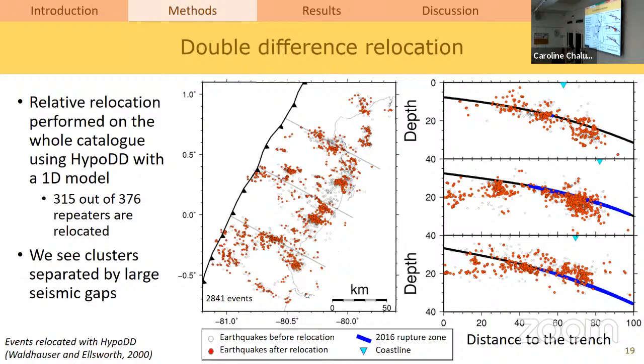For the second part of the relocation, we used double difference relocation in order to both relocate more earthquakes from the catalog and also improve the finer relative location of repeaters within a family. This was done with HypoDD, again in a 1D model. Again, the gray dots are the initial locations and the red are the final locations. Generally speaking, the earthquakes cluster within larger clusters, and we no longer see so much a streak as a series of clusters. However, the gaps between these clusters are now very visible.